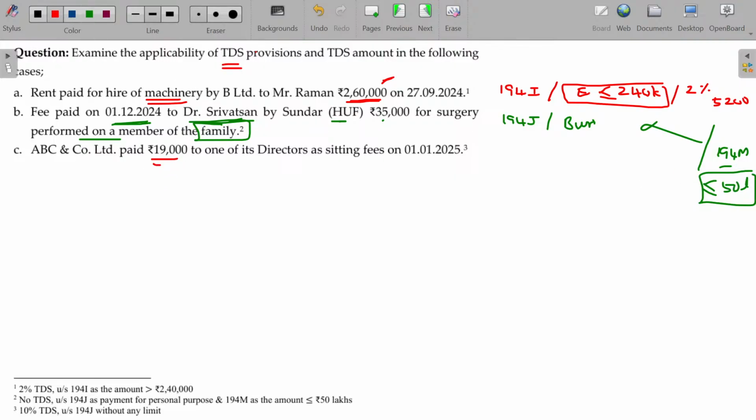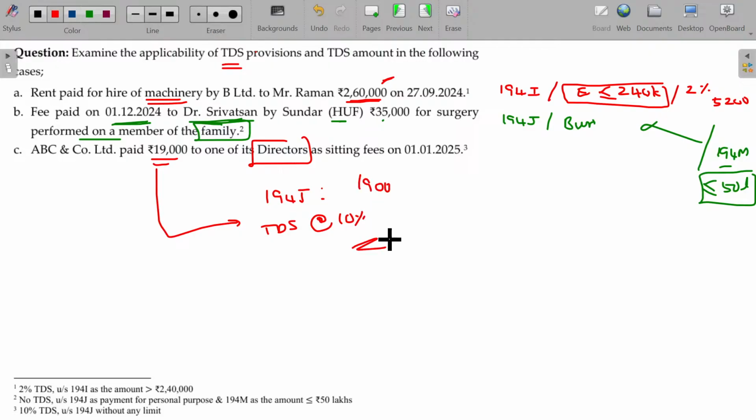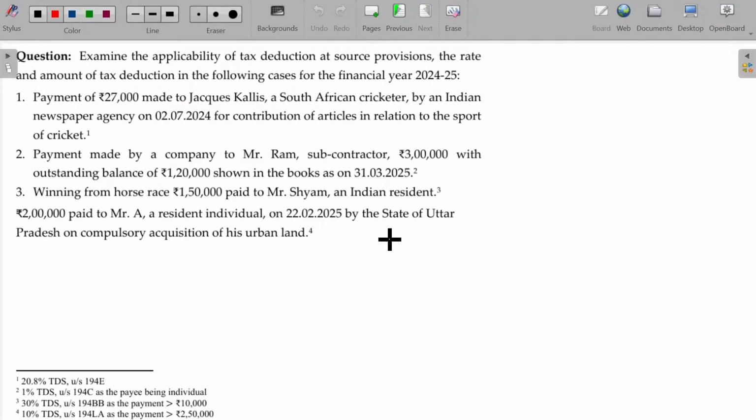ABC Company Limited paid 19,000 to one of its directors, 194J, in case of director's fees. Even a single penny will attract the TDS at the rate of 10%. Okay, 1,900 will be the TDS here. Other than director's fees, like professional fee, technical fee, royalty, and non-compete fee, a 30,000 limit will be there. But in the case of director's fees, completely taxable. Completely taxable.